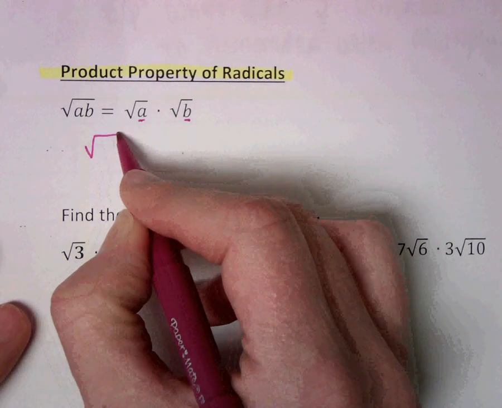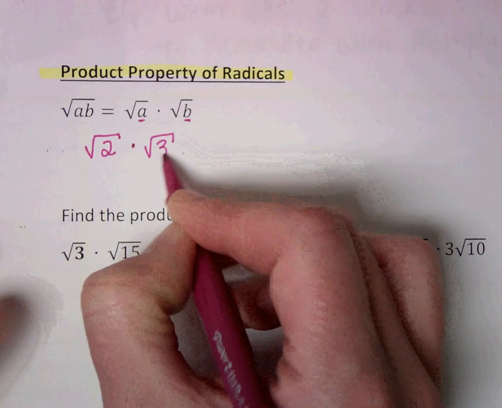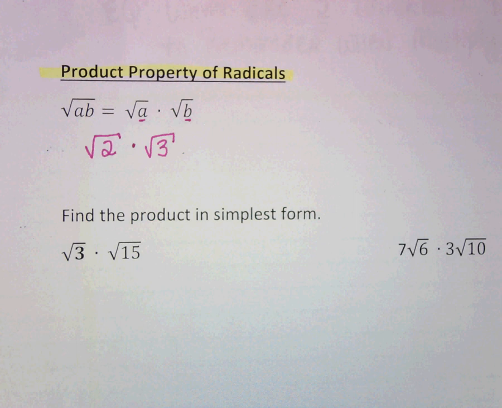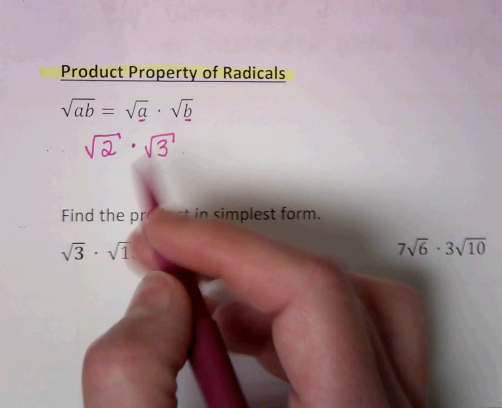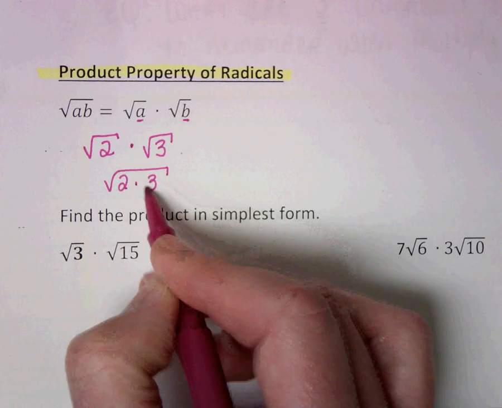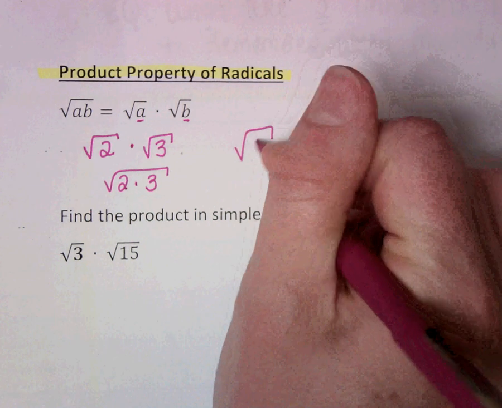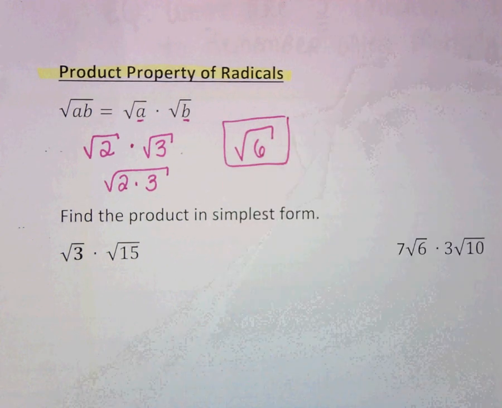For example, let's look at it with some numbers. If we have the square root of 2 times the square root of 3, this is just saying that we can put this all underneath the same radical sign, the square root of 2 times 3, which is simply the square root of 6. Okay, so that's already simplified.